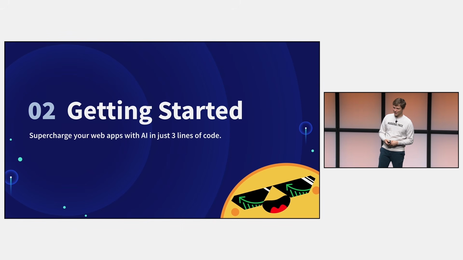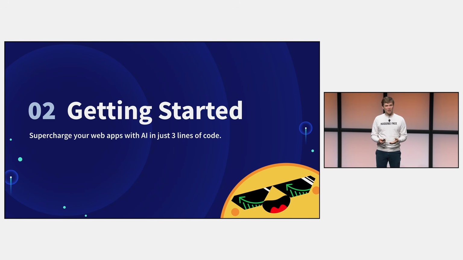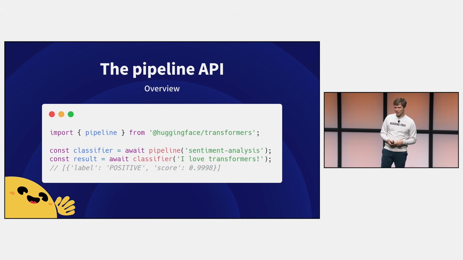So how can you use Transformers.js in your WebAI applications? Well, I hope to show it's only as simple as 3 lines of code to get started. The first line is to import the pipeline function from the Transformers.js library. The second line is to create an instance of the pipeline. In this case, we'll be performing a task known as sentiment analysis. And then the third line is running your input, in this case text, so "I love Transformers", using the pipeline that you just created to return a result, in this case positive with high likelihood.